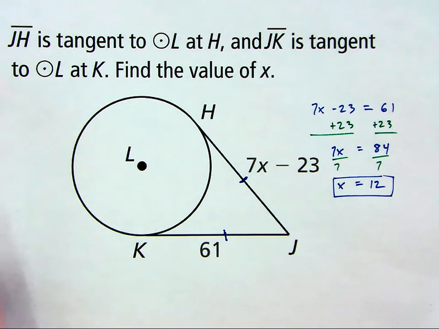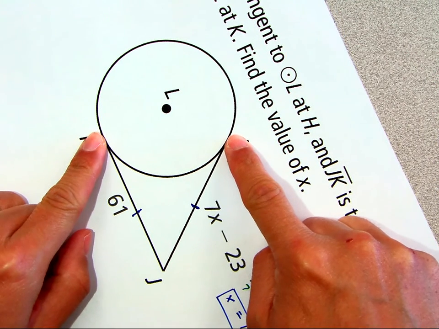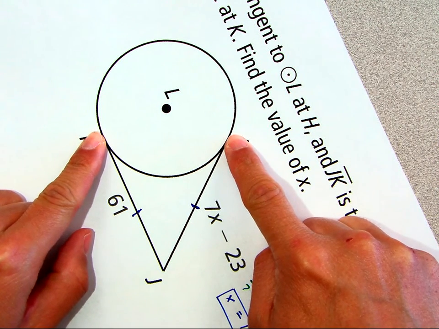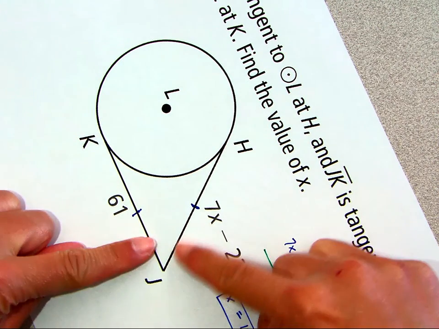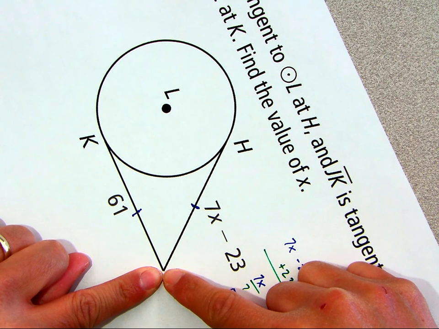X equals 12. The important thing about this problem is not so much the algebra, but this concept that these two tangent segments are congruent. I believe that the theorem says that any two tangent segments that originate at the same point will be the same length, or be congruent.